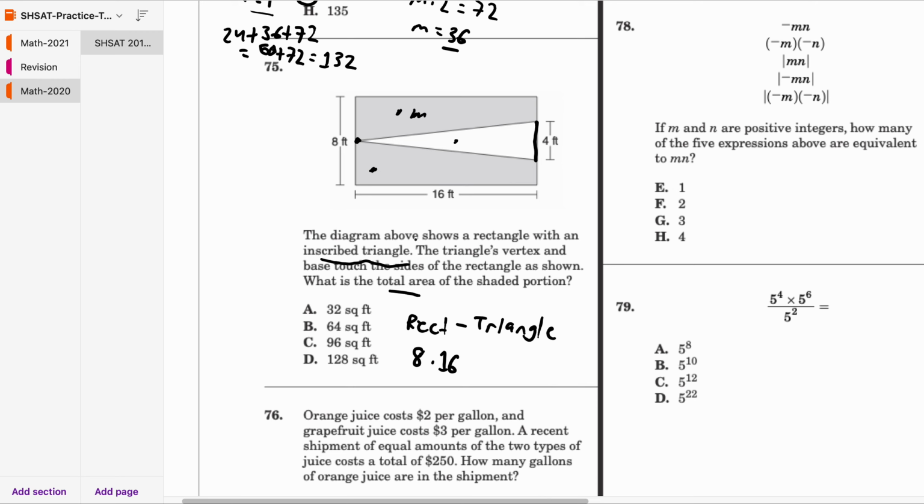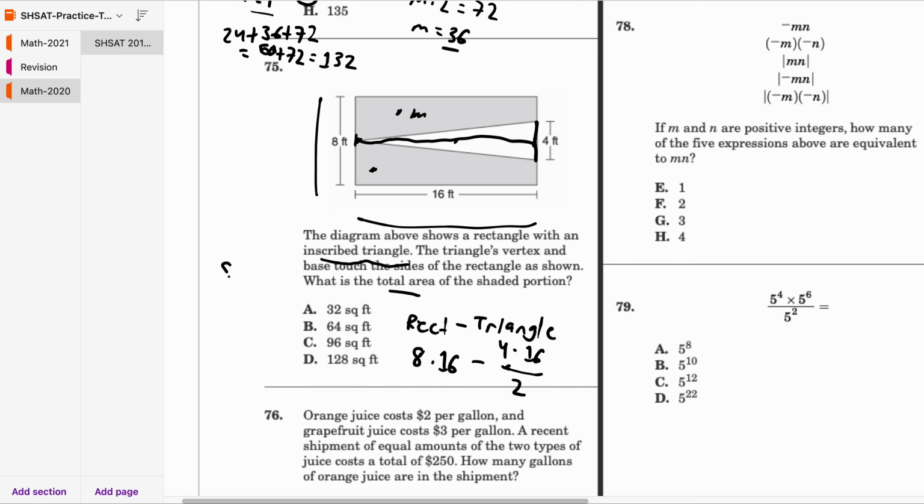So 8 times 16, right? This times this. And then the area of the triangle is going to be its base times its height, and the height of the triangle is just going to be 16, right? Because it touches both sides of the rectangle. So that's 16. And then it's base times height over 2. So this would be our subtraction that we're going to do.